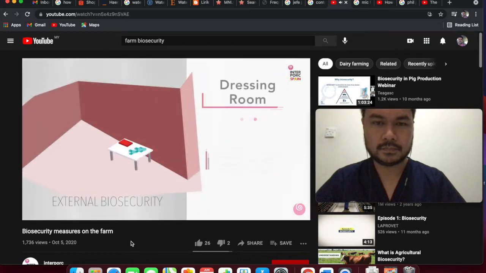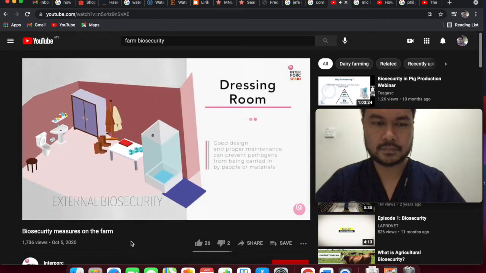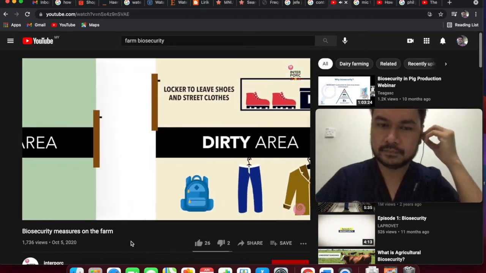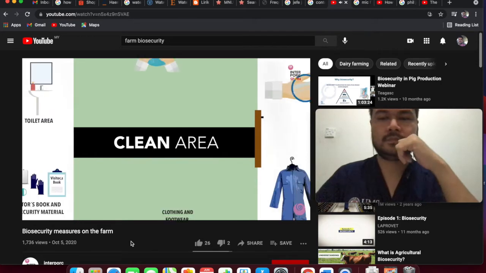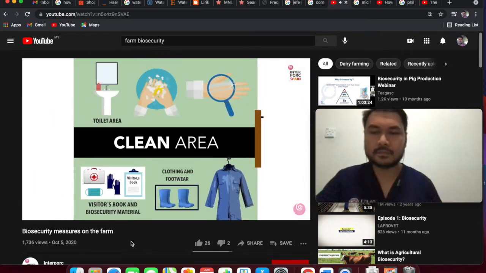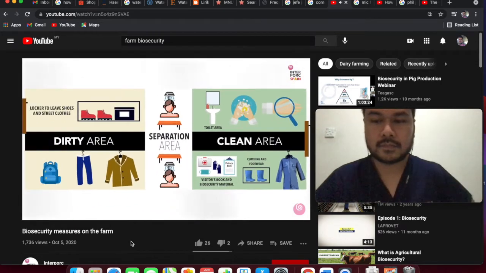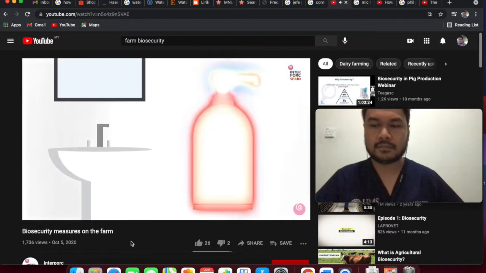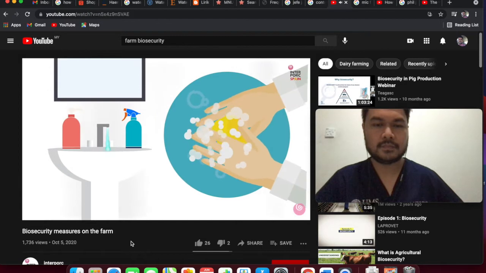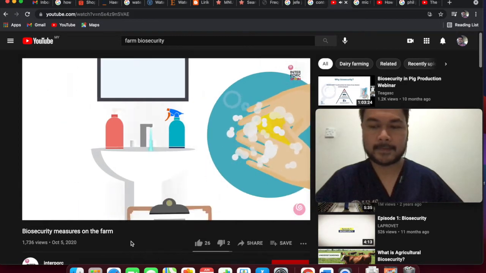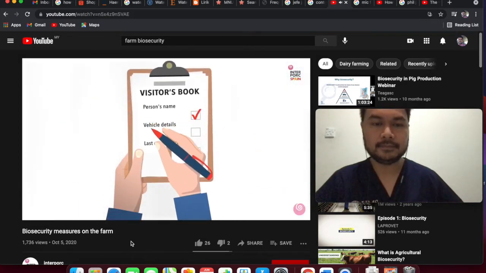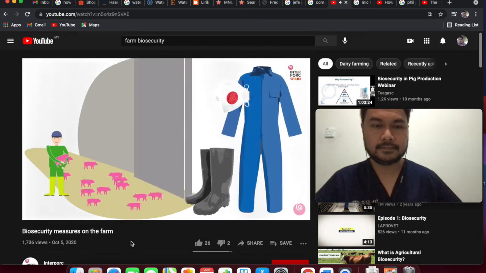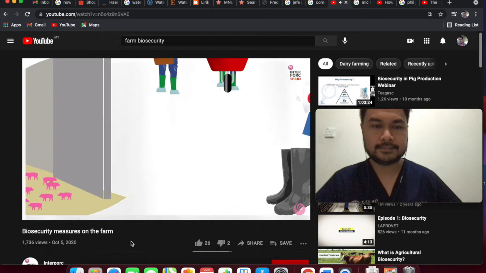Dressing room. To prevent the entry of pathogens, a dirty area to deposit external equipment and a clean area for the equipment used at the farm should be enabled. To reduce the risk of contamination, there must be a physical barrier between the two areas. The dressing room shall be equipped with running drinking water and personal hygiene products. It shall have a visitor's book to log relevant information, and operators shall wear appropriate clothing and footwear.